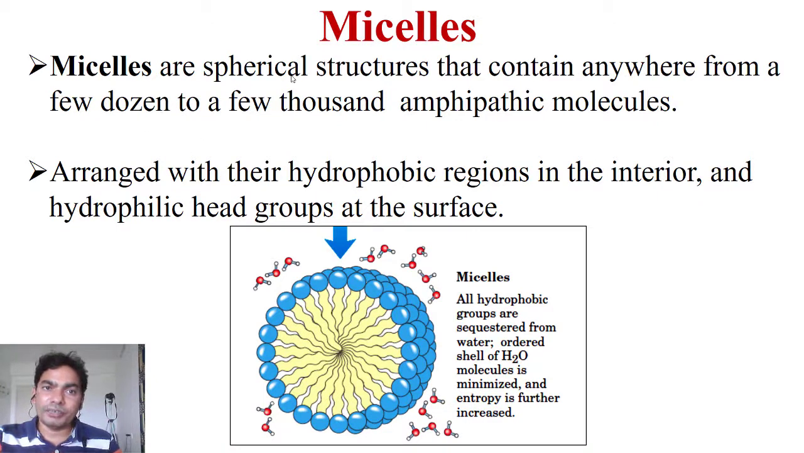Micelles are spherical structures, meaning round, and they contain anywhere from a few dozen to a few thousand amphipathic molecules. These are very small spherical structures, containing dozens to thousands of molecules: 1 2 3 4 5 6 7 8 9 10. They are arranged like this. Now you can see all the hydrophobic regions tend toward the center, right? This is not a bilayer, right? This micelle is not a bilayer.